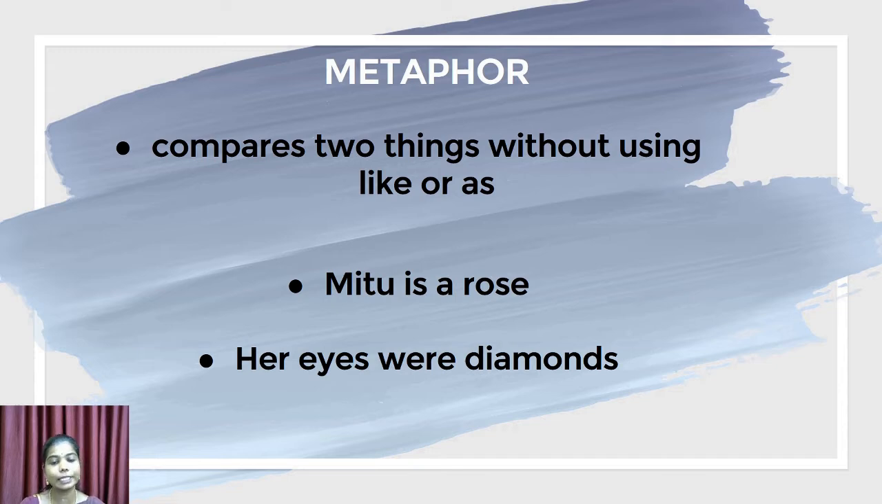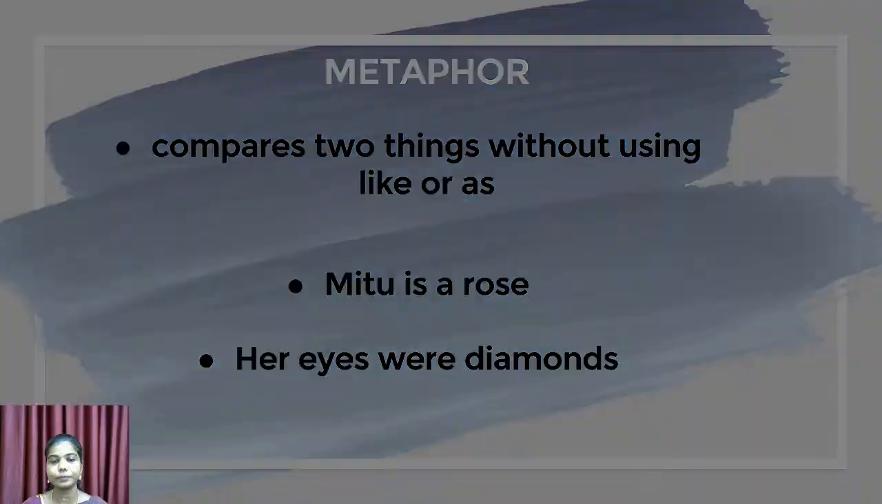Same thing goes with the next example. Her eyes were diamonds. So here eyes are compared to diamonds without the usage of like or as.